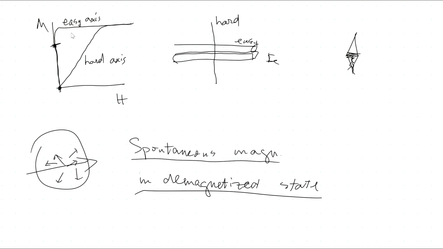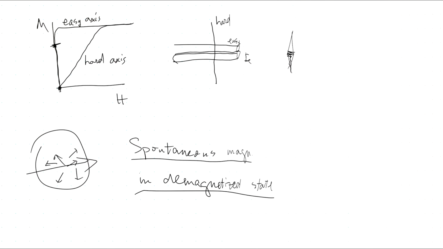Okay, so this is what we will study. We will study different materials and see what is the origin of anisotropy in magnetic properties of materials. So we will start with anisotropy origins.